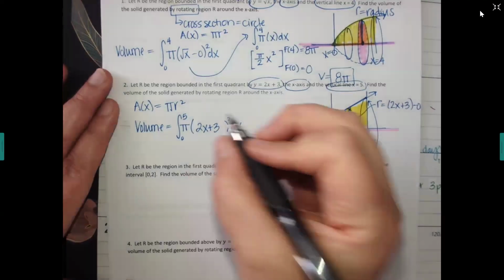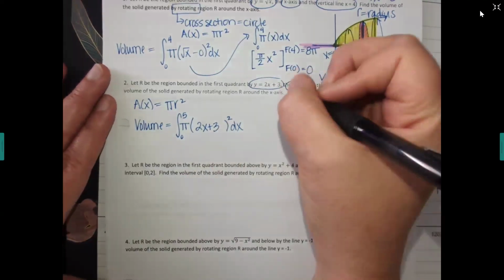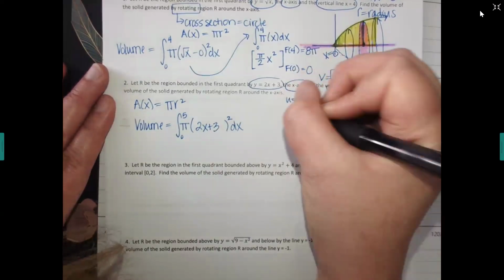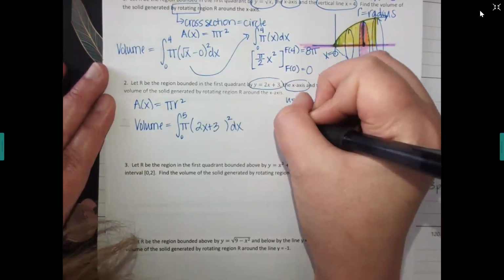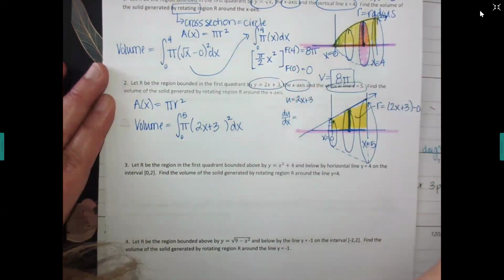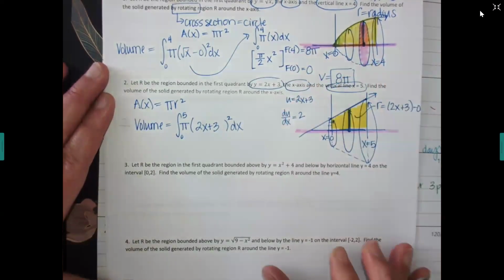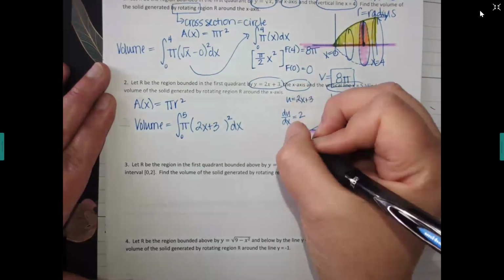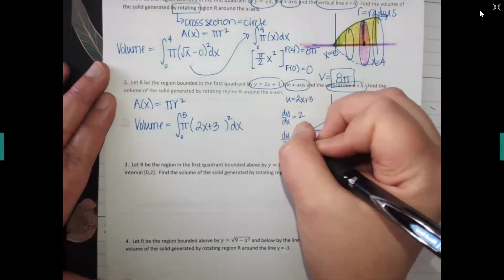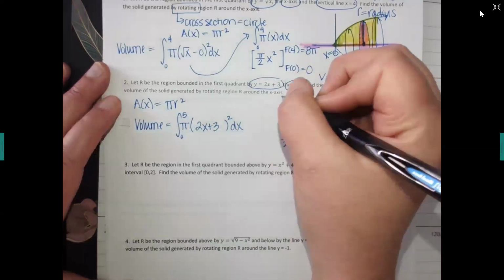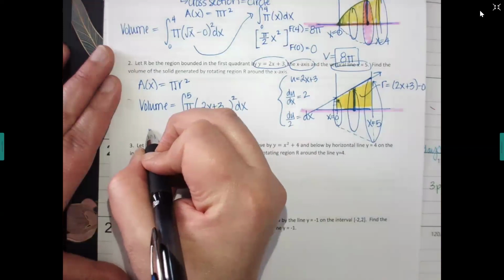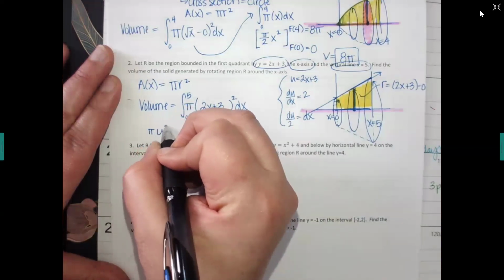What would you choose as your u? Okay, so my u is going to be 2x plus 3. What does that make my du dx? Just a 2. Which means that my dx will go up, my 2 will go down. So a du over 2 is going to replace my dx. So let's rewrite our integral. It's going to be pi times u squared.